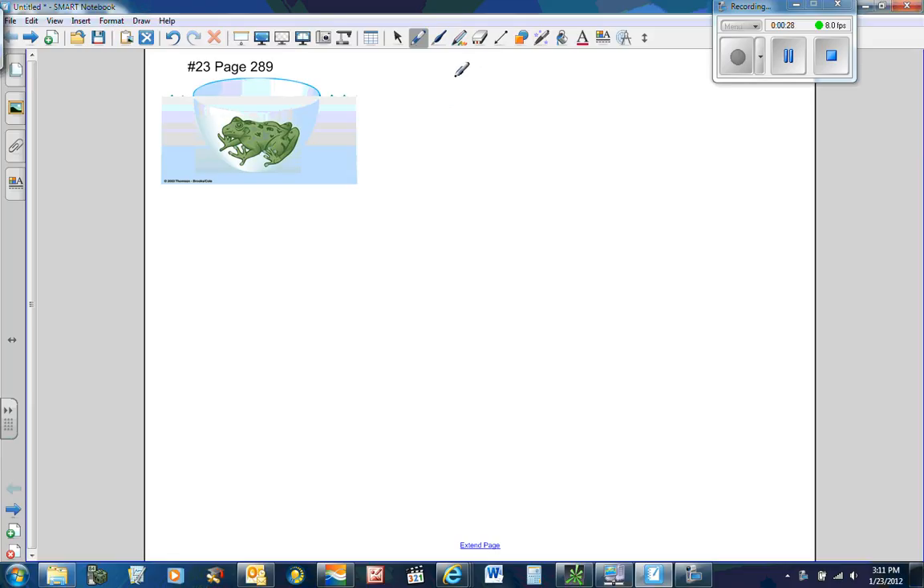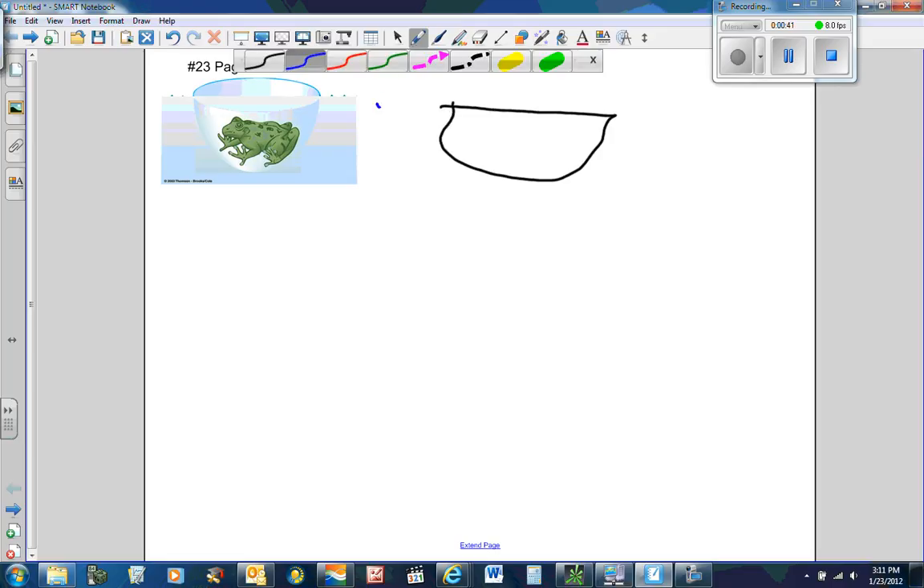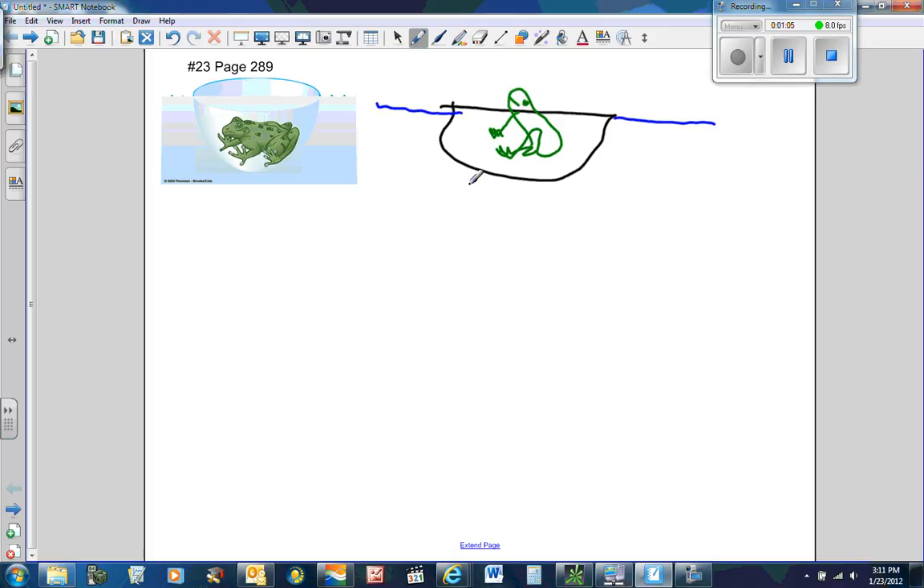All right, so this is a floating bowl with a frog in it. So we're going to draw, there's sort of my bowl. And here's the water. So the water's all the way up to the edge of this bowl. And then, of course, we got our little green friend in here. He's sitting in there. So one thing we need to do is draw a force diagram.